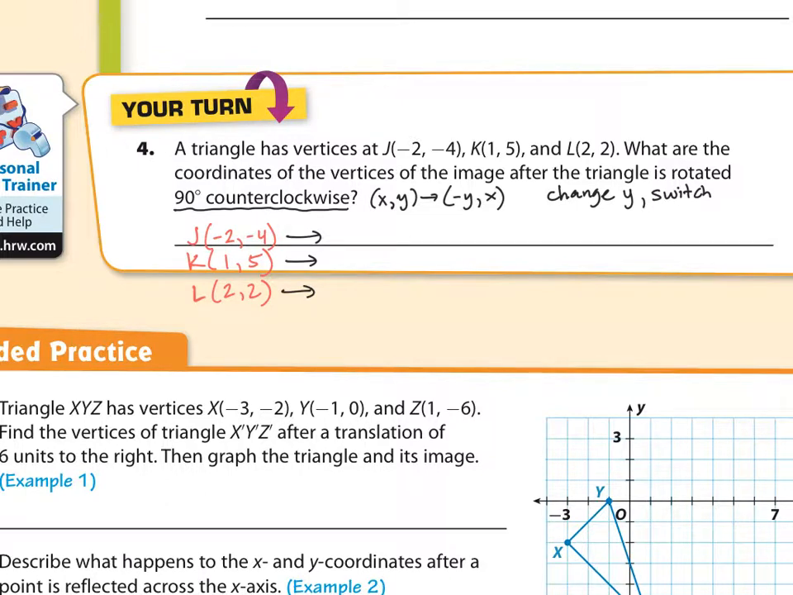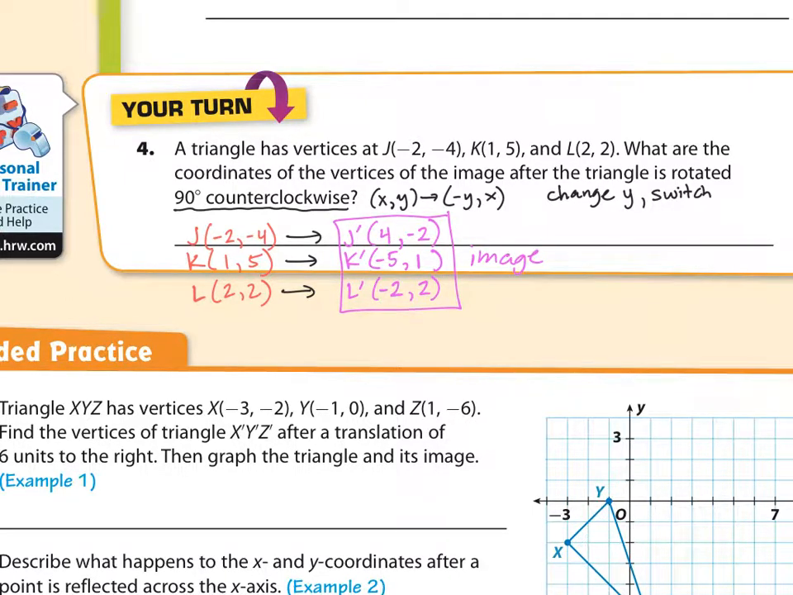And then switching them means I'm going to write it first. So 4 comma -2. K prime. Let's change the y. The y is 5. And it's going to become -5 comma 1, right? Switch them. Change only the y. The 1 still stays a 1. And then lastly, L prime is going to be, the y is 2, right? The second number is 2. So that becomes -2. And then the x just goes last. That's still +2. So these are the coordinates of our image.